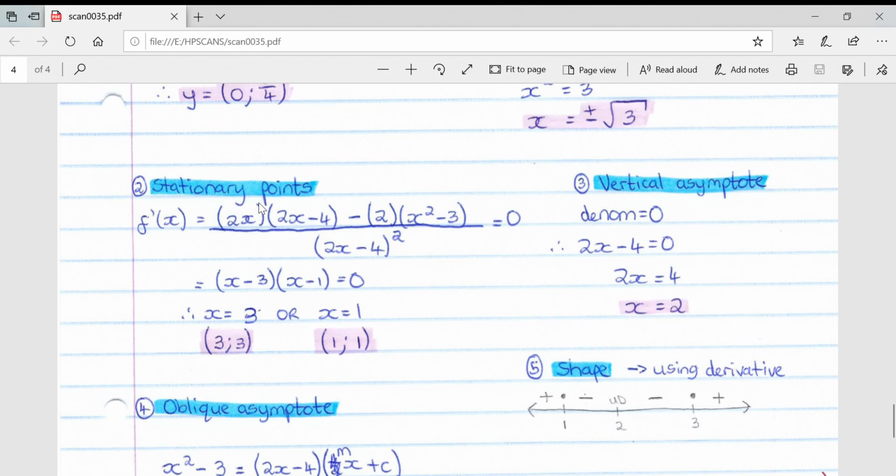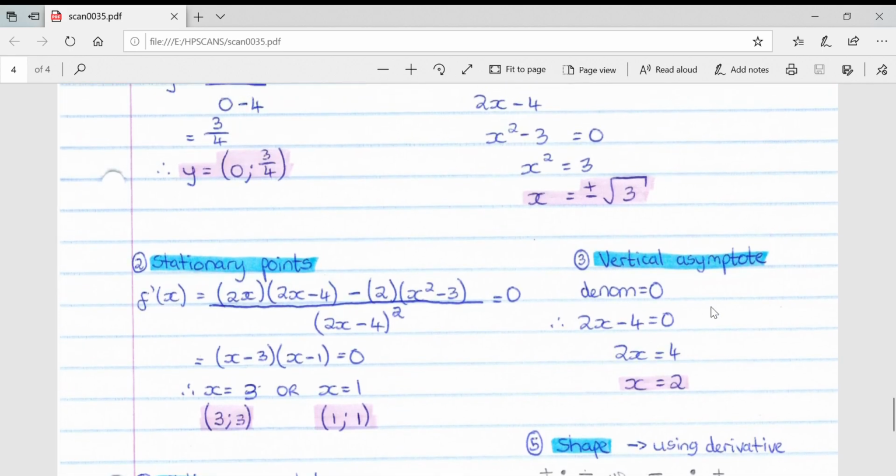Then if we look at our stationary points, we're finding the derivative again using the quotient rule, making our derivative equal to 0 because we want to find where our gradient is equal to 0. We can solve through, eventually simplifying, to get our stationary points at x equals 3 and x equals 1. Sub those points back into the original equation and you can find your coordinates to be (3, 3) and (1, 1) respectively.